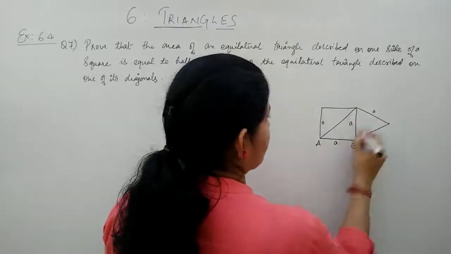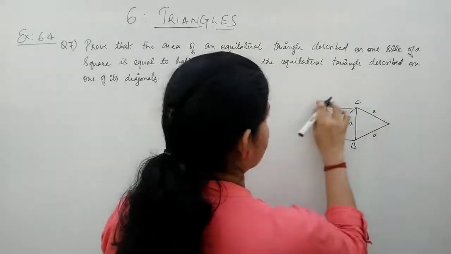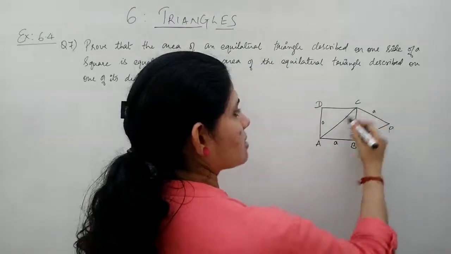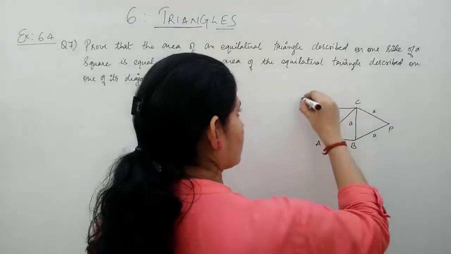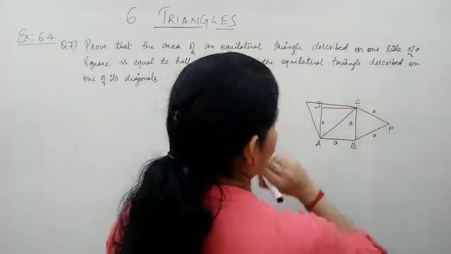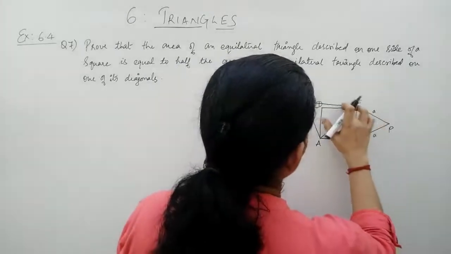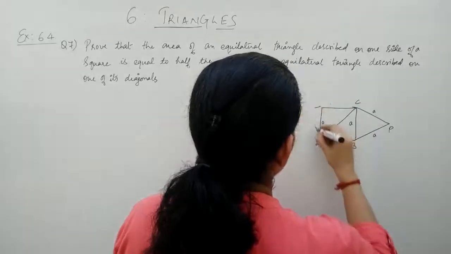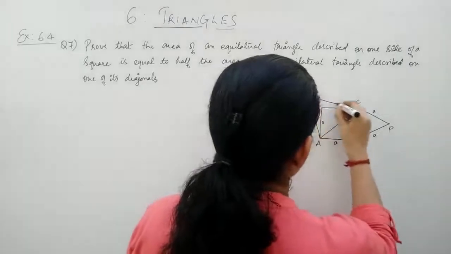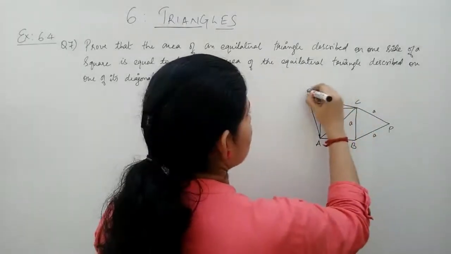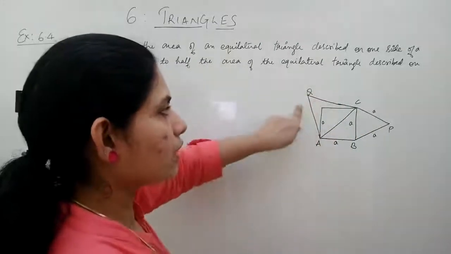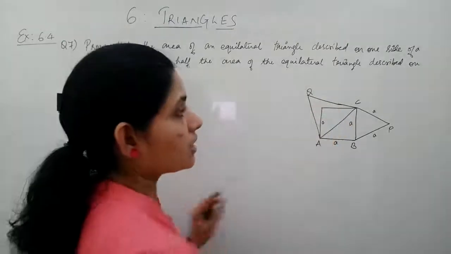This is ABCD. Let this be P, and another triangle which I am taking has one side as this, and you have to take like this, and you will get an equilateral triangle like this. This is your Q. The thing is, whatever the side length of AC will be, that will be the length of these two sides also, because again you are constructing an equilateral triangle.